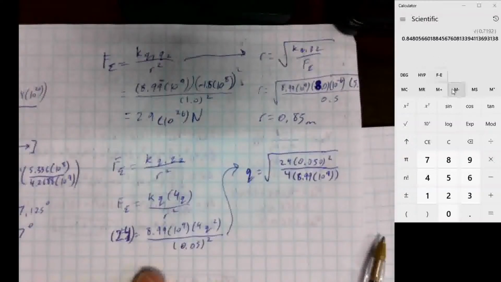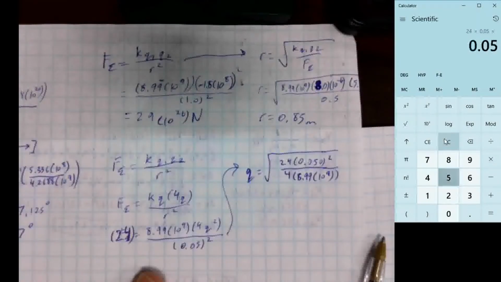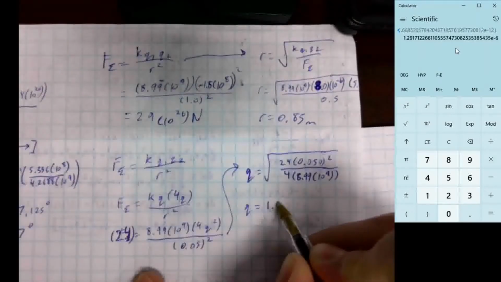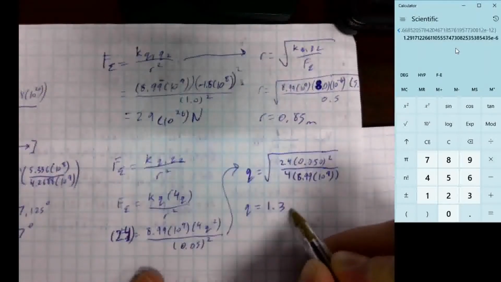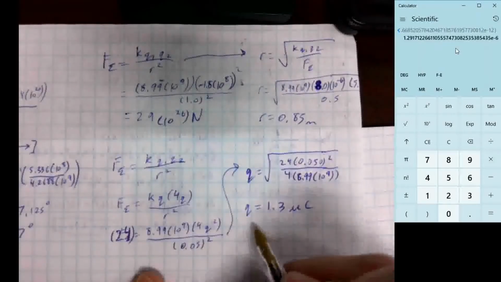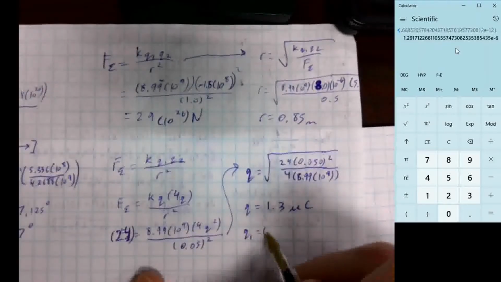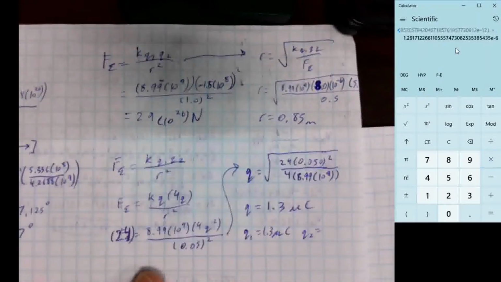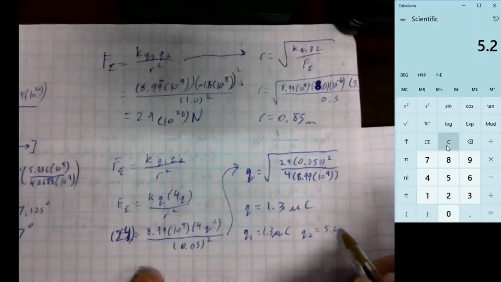So this works out to 24 times 0.05 squared divided by 4 divided by K, and I find the square root of that. I end up with a Q of 1.3 times 10 to the negative 6, which is microcoulombs. And if that is my Q, that means my Q1 must be 1.3 microcoulombs, whereas my Q2 is going to be 4 times that, so I multiply that by 4. It was simply 1.3 times 4, and I know the answer is already written there. It's 5.2 microcoulombs.